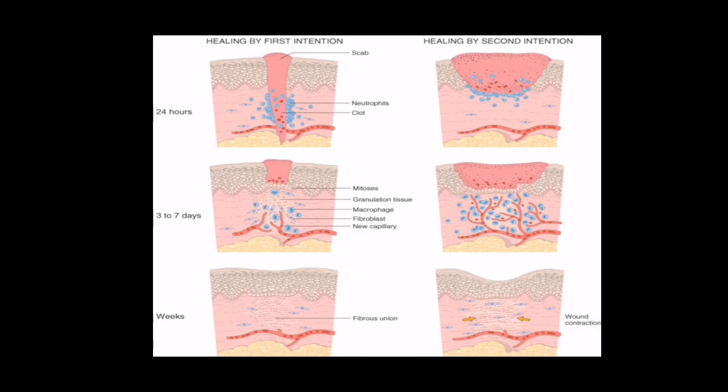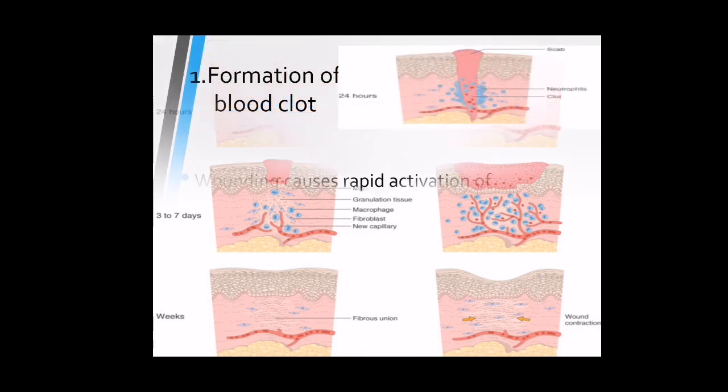Healing by first intention, in 24 hours you can see the narrow scar gap, neutrophils and clots are there. In 3 to 7 days there is mitosis, granulation tissue is there, macrophages, fibroblasts, new capillaries, and in weeks fibrous union is there. In healing by second intention, you will find the gap is more wide, and you will find more granulation tissue and macrophages in 3 to 7 days, and wound contraction is there in weeks.